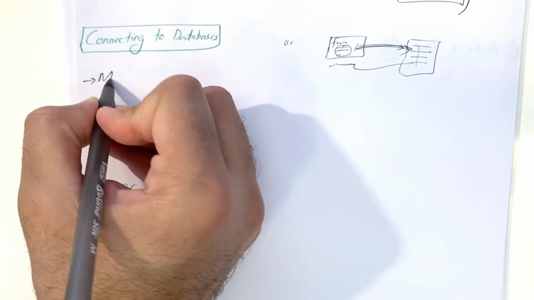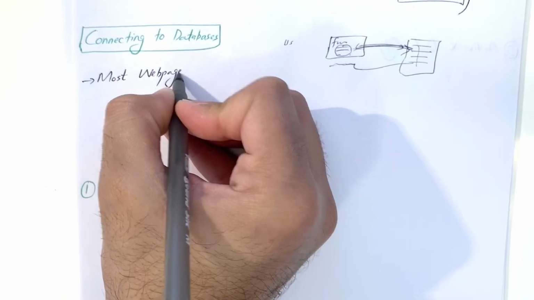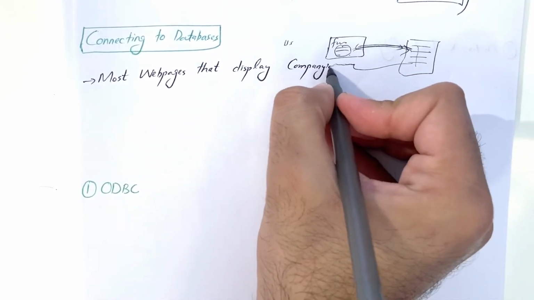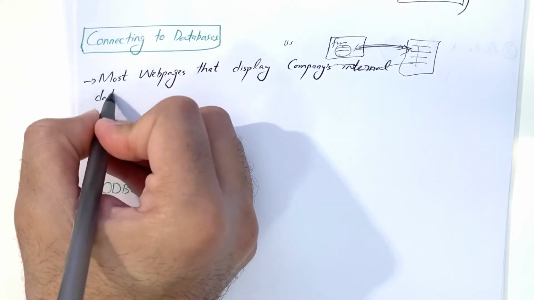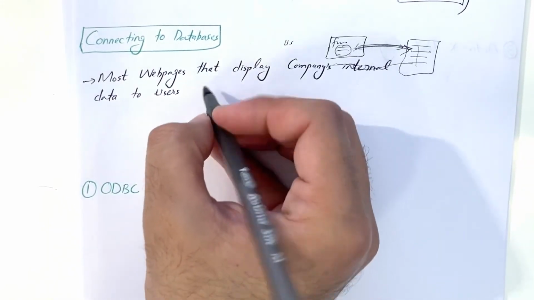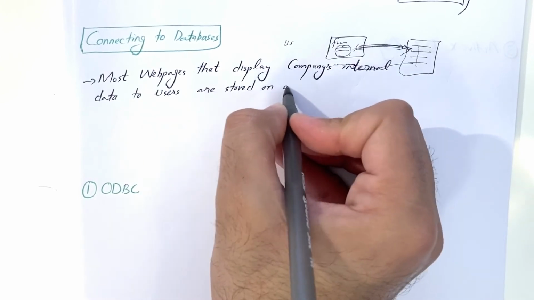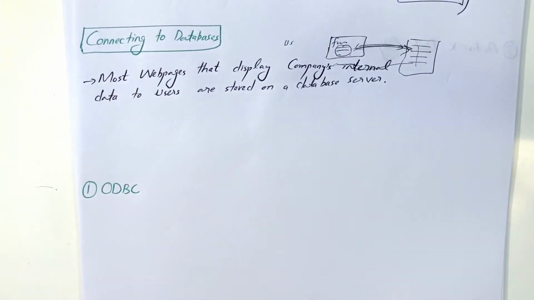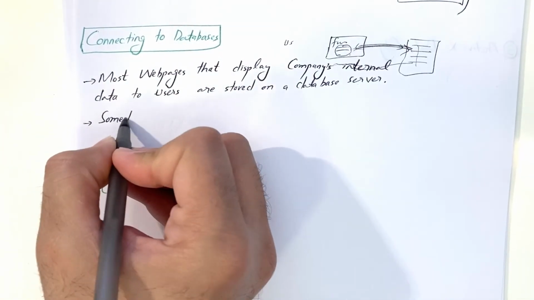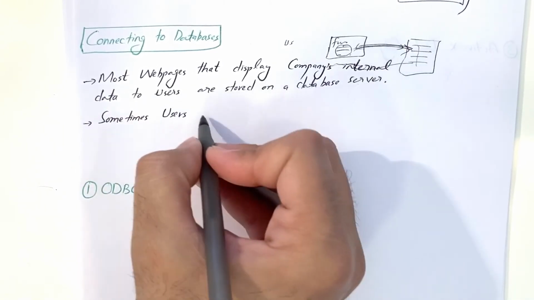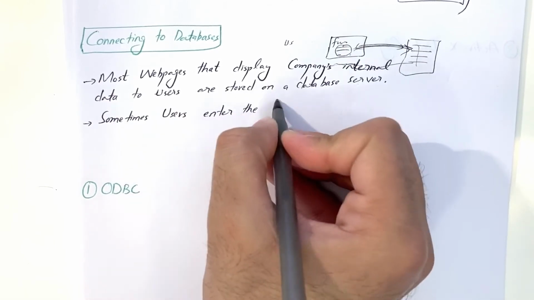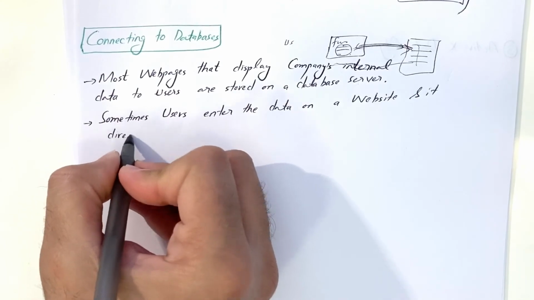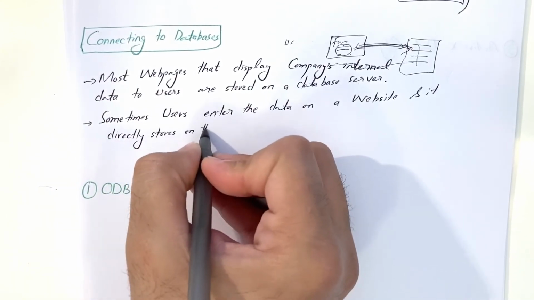So most web pages that display companies' information or companies' internal data to users or employees are stored on a database server. So there is a connection between a web server, or a web application, and a database. Sometimes the user enters data on a website, and it is stored directly on the database.